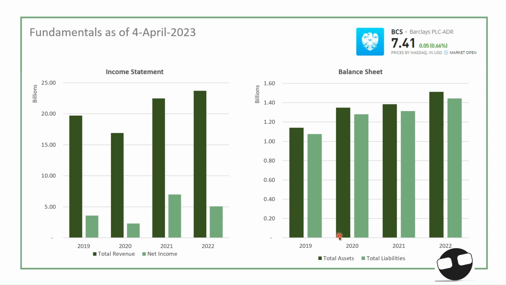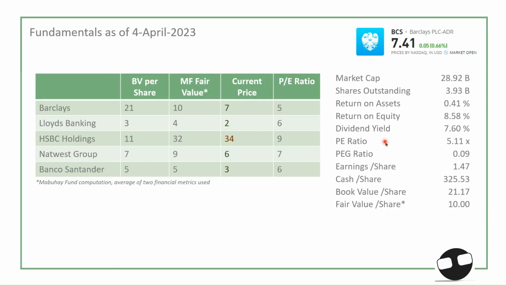Now for the balance sheet, we have here 2019 to 2022 period. Total assets actually is on an uptrend direction, very similar to the total liabilities. And the most interesting part is actually the financial ratio analysis. So the company has a current market cap of around 28 billion. Shares outstanding is around 4 billion.